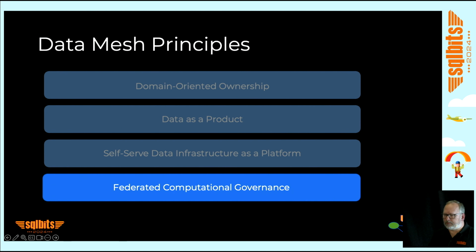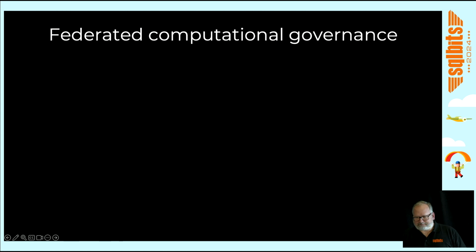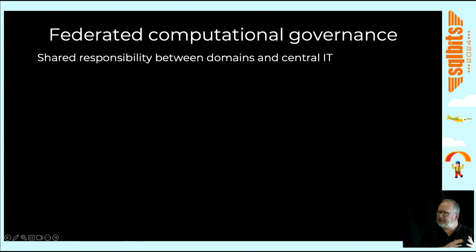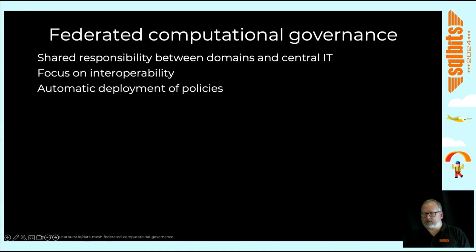The fourth and final principle, federated computational governance. So what is that? Well, it's a shared responsibility between the domains and the central IT organization. And the focus is on interoperability across the organization, and also automatic deployment of policies. So the automatic deployment is the computational part of this principle.